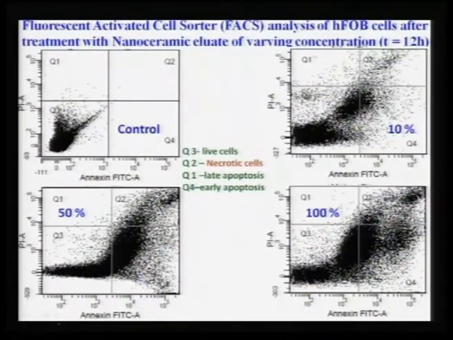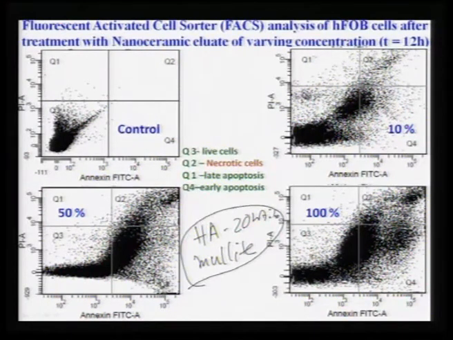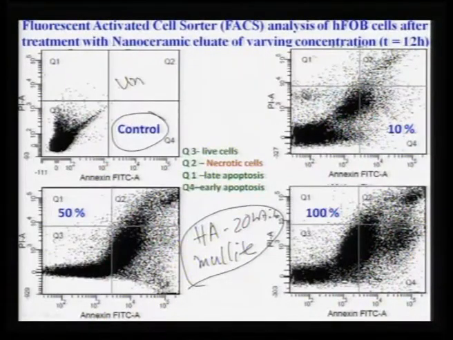Okay, this is the hydroxyapatite 20% mullite particles. The eluate preparation and the particle preparation are the same as I have discussed earlier in the case of the cytotoxicity experiments and the single cell gel electrophoresis experiment. Control means essentially untreated cells. HFOB stands for human fetal osteoblast cells.